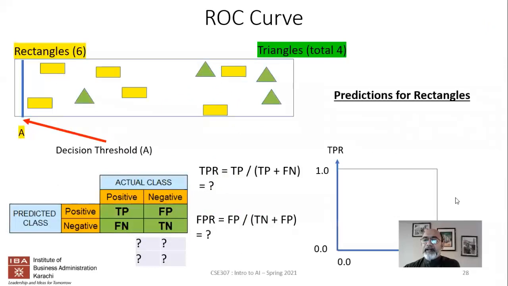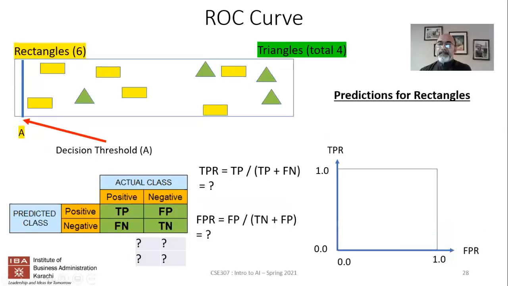So let's take a look at the ROC curve. Now, let's take the decision threshold. I'm going to show you different extremes of the decision threshold. So here's the decision threshold, which is being shifted all the way to the left. This is a similar example to what you've already seen, which had 6 rectangles and 4 triangles. And we have the confusion matrix over here. Basically, we're looking at a decision threshold A, where we've shifted the decision all the way to the extreme left, and we're looking at predictions for rectangles.